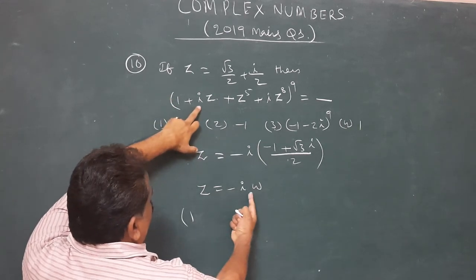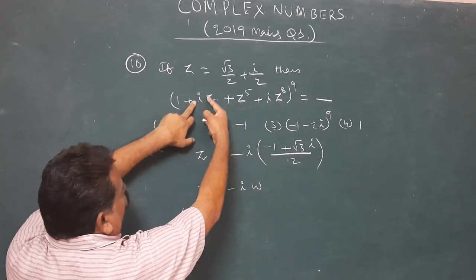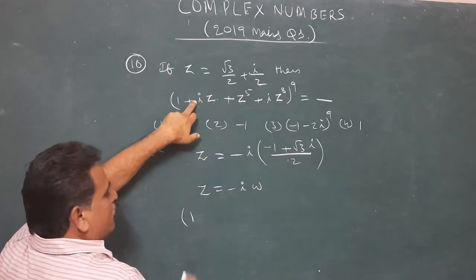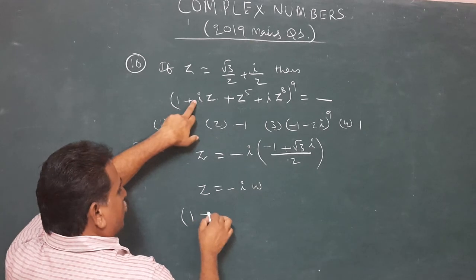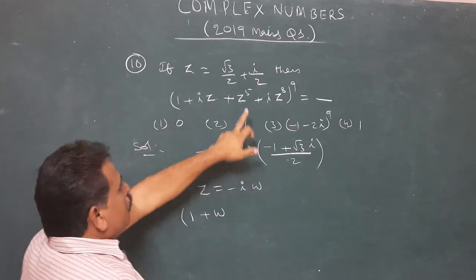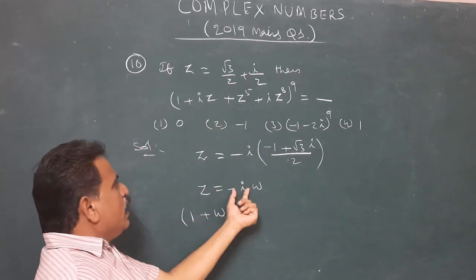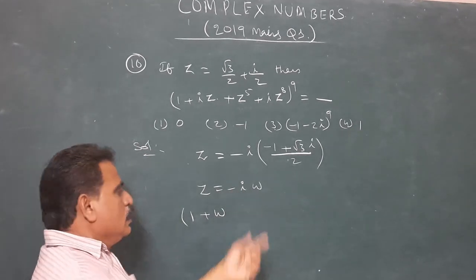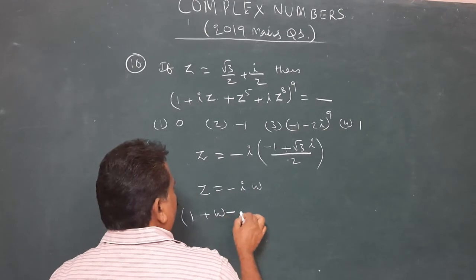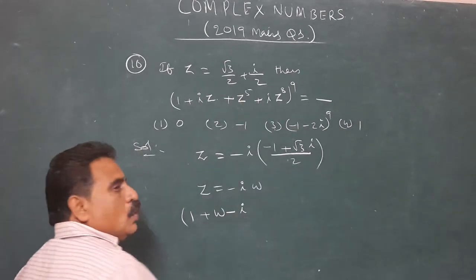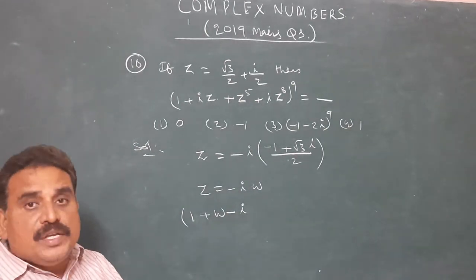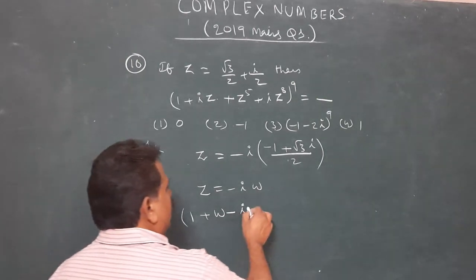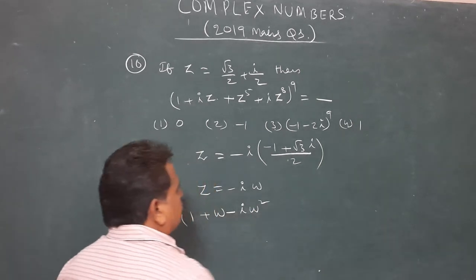And just you substitute minus i ω, minus i² ω. That means minus i² is plus 1 plus ω, that becomes z^5, minus i whole power 5. Minus i whole power 5 is minus i. So minus i ω^5. ω^5 is ω³ times ω², which is ω². So minus i ω².